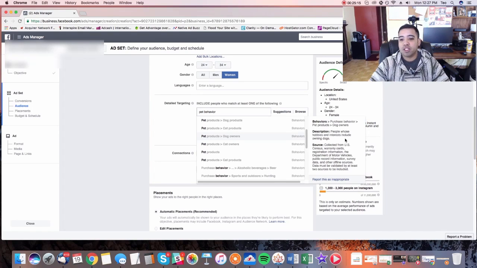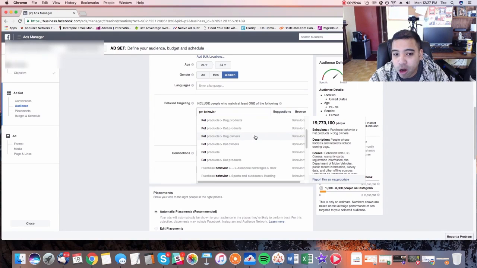So Facebook is going out there and finding DMV records. They're finding pet registration records. They're finding these owners and taking all this data. I know it's kind of stalkerish, right? But they're finding all this data and putting it together specifically for you, to help you target these specific customers. So you can go out there and say, I want to target pet owners, dog owners. You can do that. So for example, we're going to pick here dog owners.